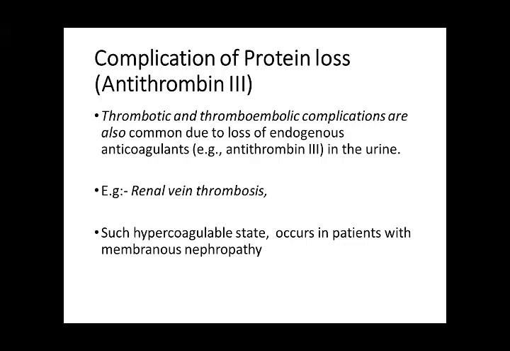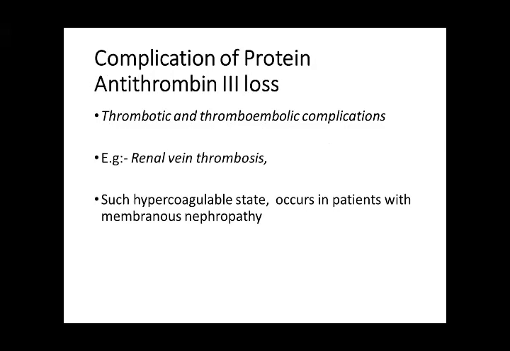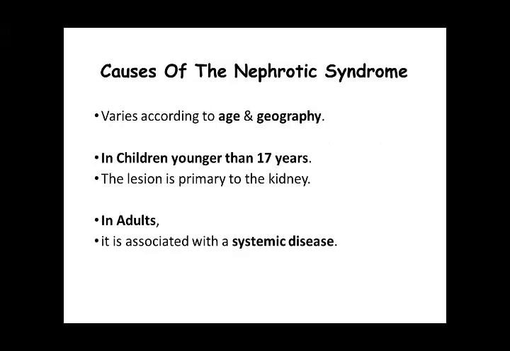So there is a list of primary glomerular diseases, and one of them is membranous nephropathy. So the feature is very much marked in membranous nephropathy: thrombotic and thromboembolic complications, renal vein thrombosis. Such hypercoagulable states occur in patients with membranous nephropathy. So we just talked about this.